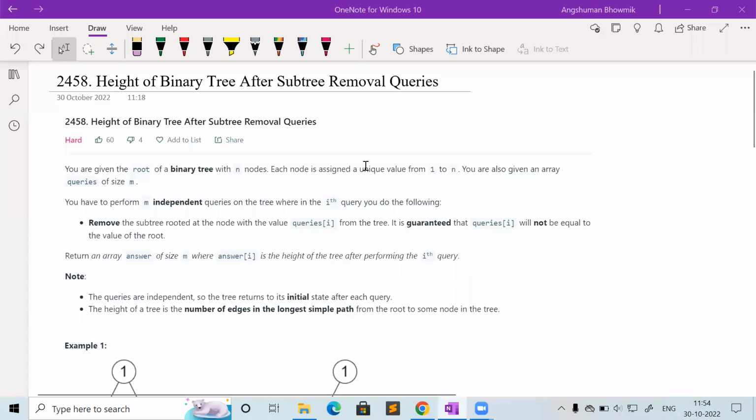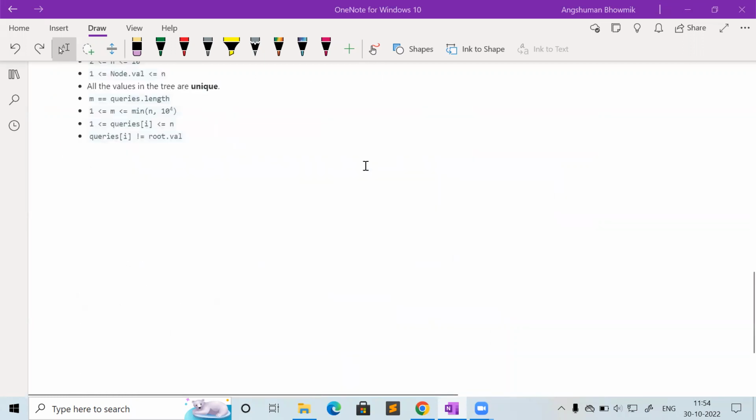So welcome back. In this video, we will be discussing the second approach to solve the height of binary tree after subtree removal queries. So in the previous video, we discussed the Euler tour technique of tree flattening to solve each query in order of one time. So in this approach, we will be discussing the DP approach.